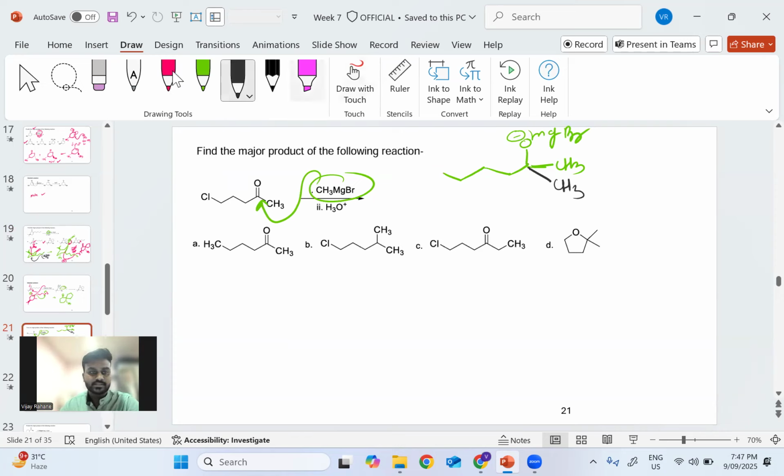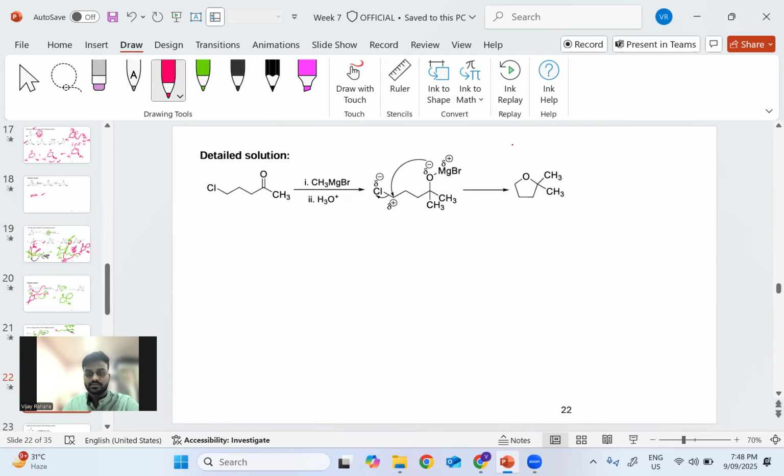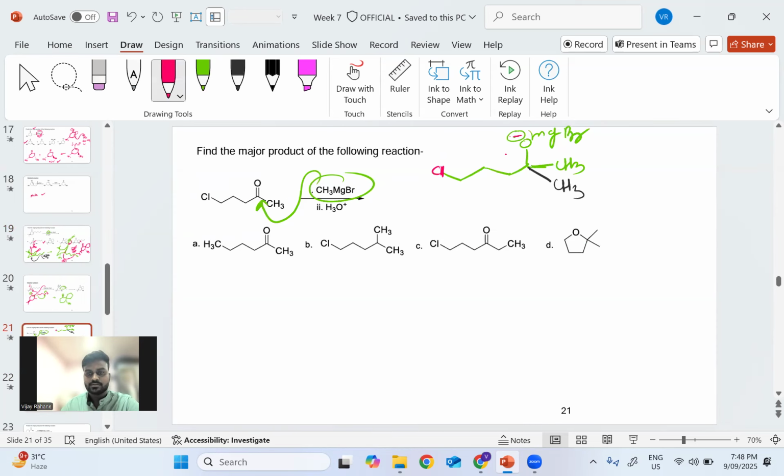Once this negative charge forms on the O, which further, here there is a chloro group, which drives the SN2 attack and gives the cyclization. So here there is 1, 3, 4, and the 5. This 5-member ring formation takes place. Right. So option D is the correct option here.